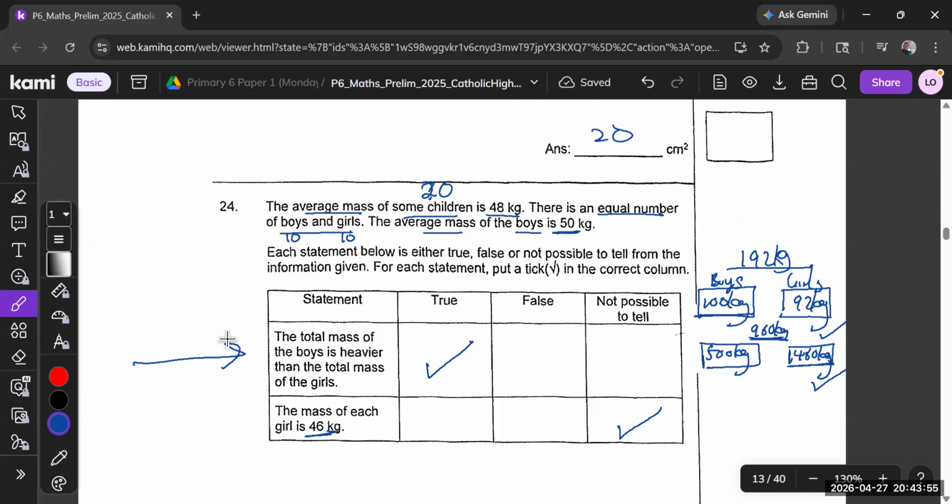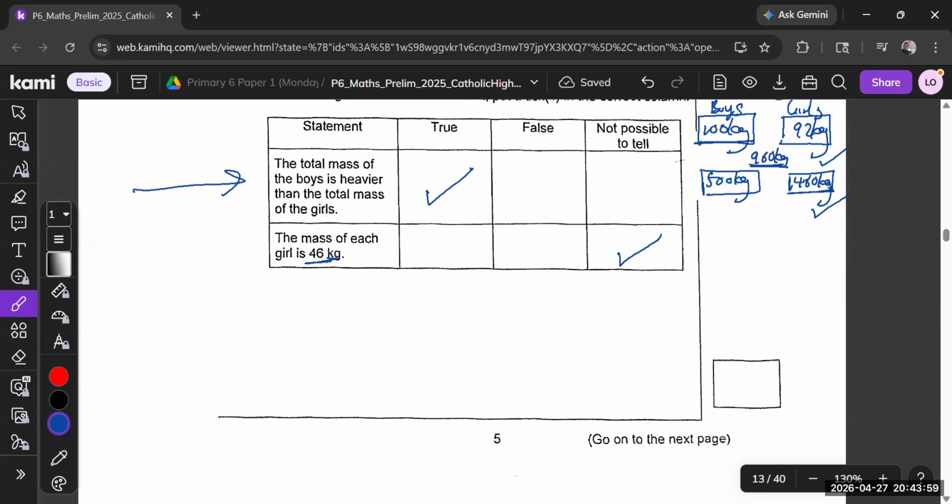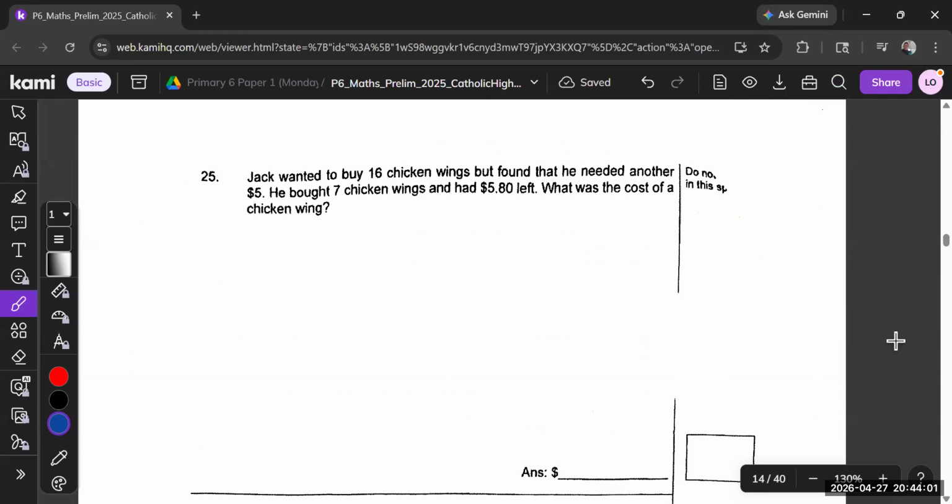Okay, you will see this in paper 2 also. Okay, let's go on to question 25. This one also quite easy. This is an excess and shortage problem.